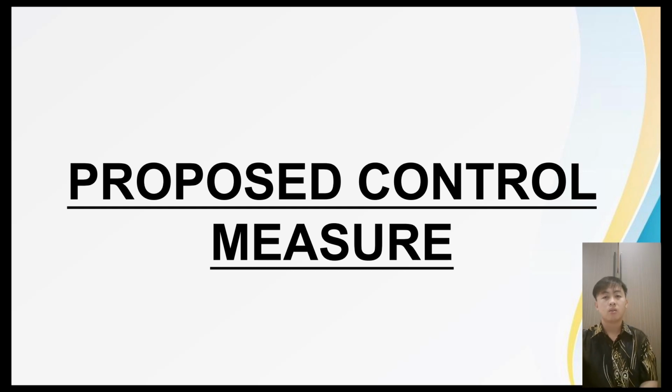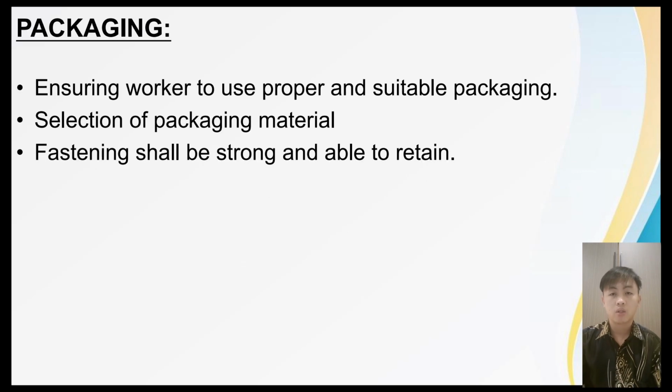So I'll be explaining the proposed control measures for our waste, which is lubricating oil. Okay, the first one is packaging and labeling. First, ensuring workers use proper and suitable packaging.